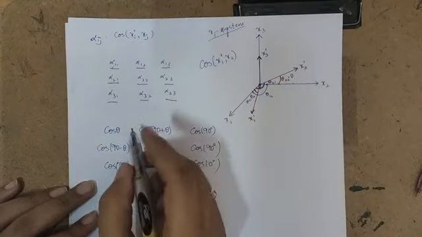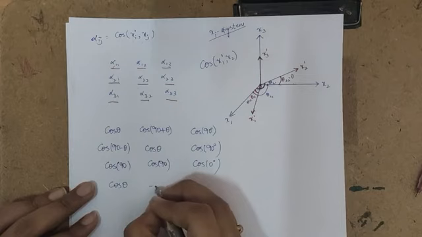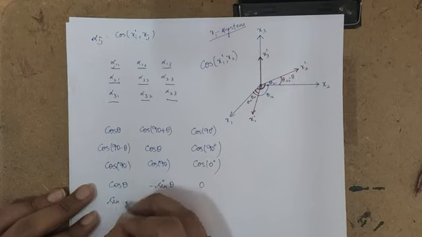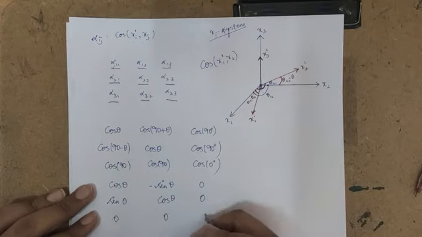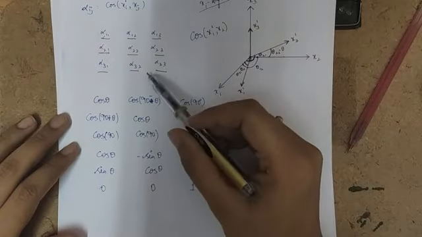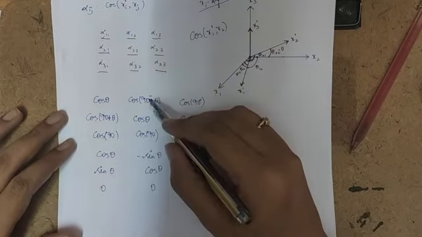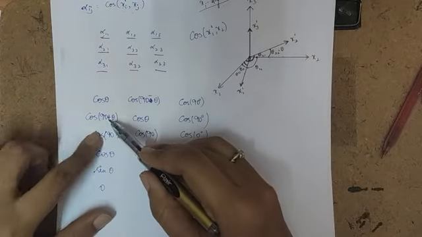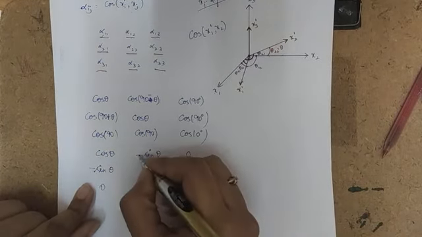So if I take the values of all these coordinates, I will get cos theta, minus sin theta, 0, sin theta, cos theta, 0, 0, 0, 1. Sorry, a small correction. This is cos of x1 prime comma x2. x1 prime comma x2 is 90 minus theta, and x2 prime comma x1 is 90 plus theta. So you will get minus sin theta here. Sorry, here minus sin theta, here plus sin theta.